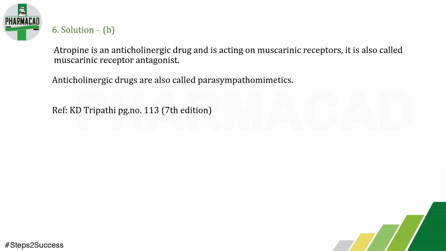Atropine is an anticholinergic drug, that is, it will antagonize the actions of acetylcholine, and it acts on the muscarinic receptors and not on the nicotinic receptors. Hence it is also called a muscarinic receptor antagonist. And the anticholinergic drugs, remember, an example being atropine, are also called parasympatholytics.